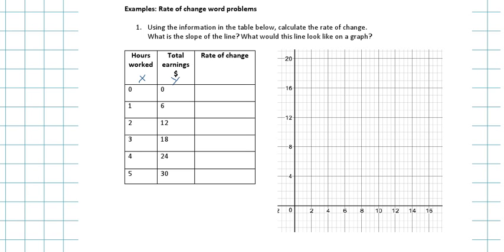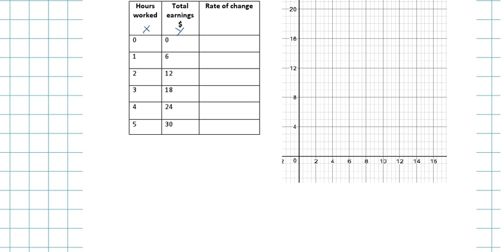Now, how can I find the rate of change? What do I have to do? Start at the bottom and go 30 minus 24 over 5 minus 4. Okay? 30 minus 24 over 5 minus 4. What do I get? 6. Then I do 24 minus 18 over 4 minus 3. 6.